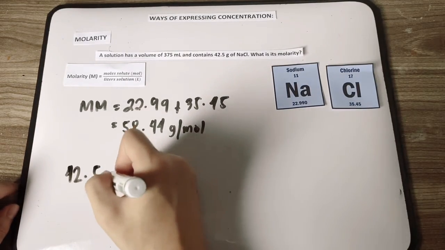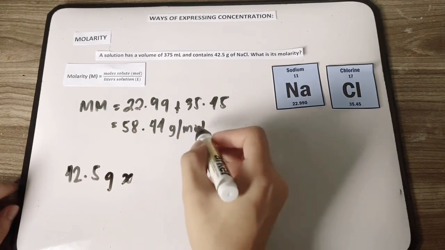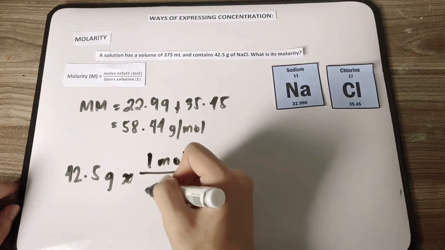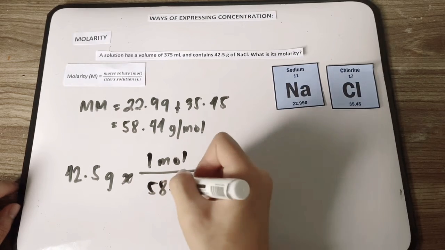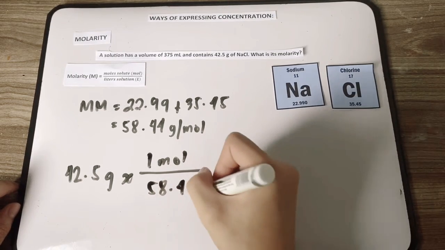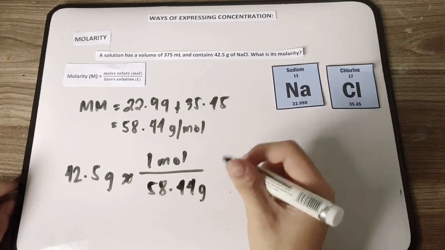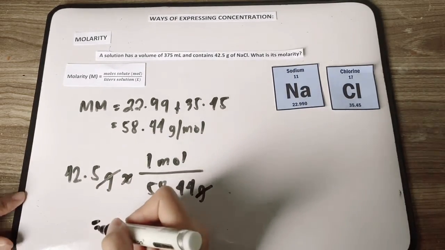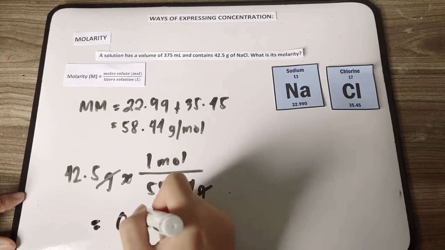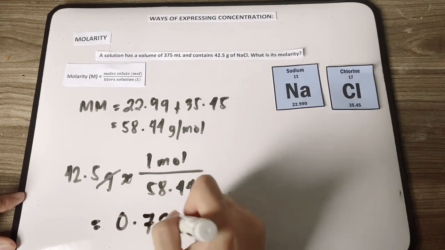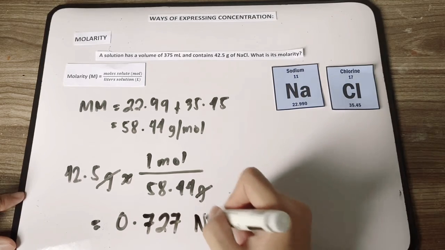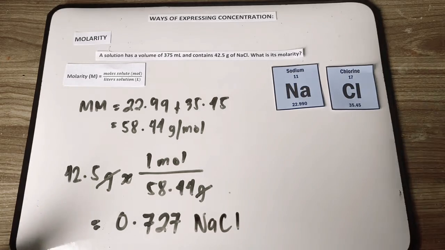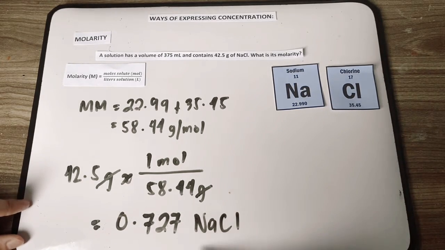So 42.5 grams of sodium chloride times 1 mole over 58.44 grams, and that will give us, grams will be cancelled, so that will give us 0.727 mole of sodium chloride. So that is the mole.